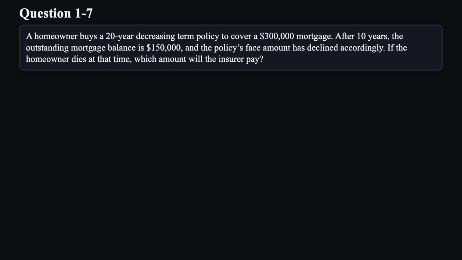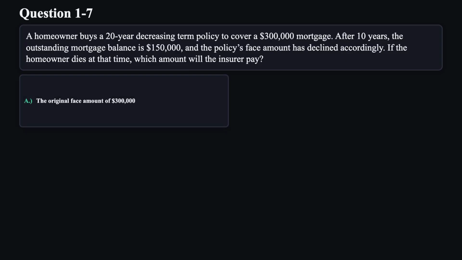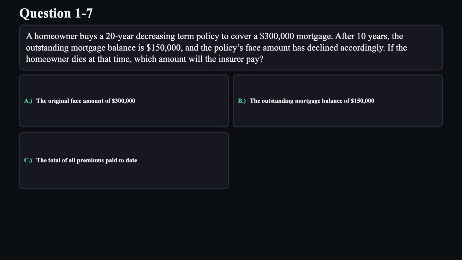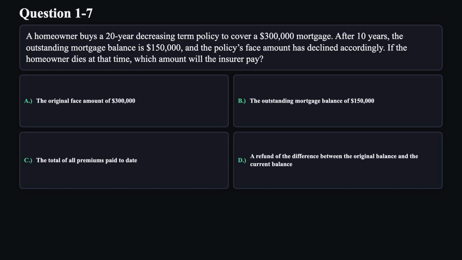Question 7. A homeowner buys a 20-year decreasing term policy to cover a $300,000 mortgage. After 10 years, the outstanding mortgage balance is $150,000, and the policy's face amount has declined accordingly. If the homeowner dies at that time, which amount will the insurer pay? A. The original face amount of $300,000. B. The outstanding mortgage balance of $150,000. C. The total of all premiums paid to date. D. A refund of the difference between the original balance and the current balance.